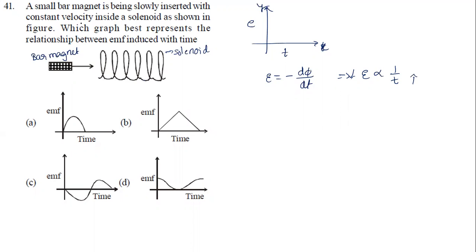Okay, so look at the question. Being slowly inserted with a constant velocity, which graph represents the best scenario? So simple thing, EMF is proportional to 1 by time. So we need to find the relation between these. They are inversely proportional to each other. Initially EMF is negative, right? As it moves, what will happen? The induced EMF opposes, right? So there must be a negative EMF initially, and then EMF becomes positive.